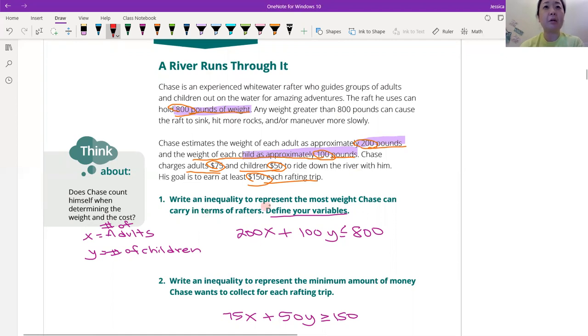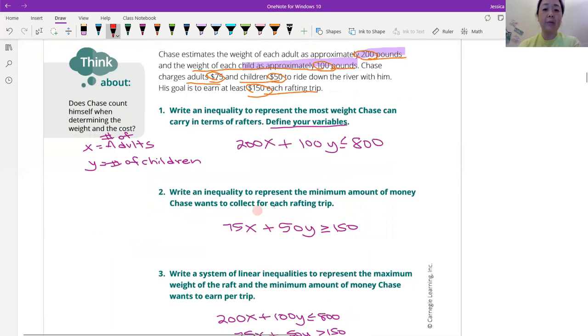So here we go. It says write an inequality to represent the most weight Chase can carry in terms of rafters. So if you're looking at just the weight section, it's going to be 200 pounds. And we decided that X is going to be the number of adults and Y is going to be the number of children. So we'll say 200X because each adult is about 200 pounds, give or take. So 200X plus 100Y because one child is about 100 pounds, give or take. And then that's going to be less than or equal to 800. So it can be equal to it. It can be less than it. Definitely cannot be greater than. So definitely make sure you check your signs, your inequality, on that.